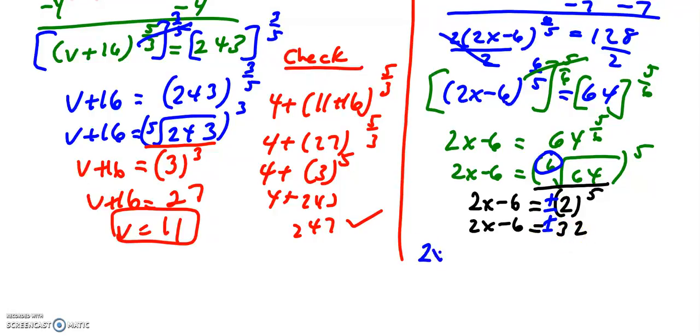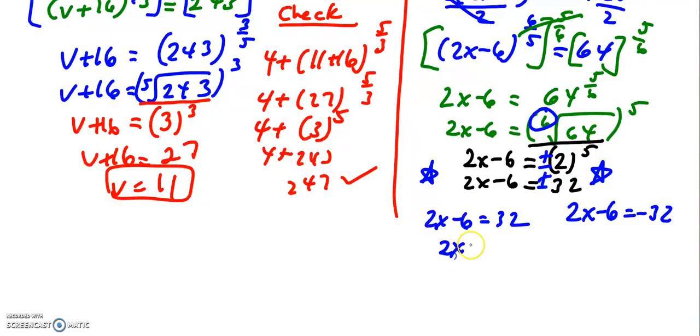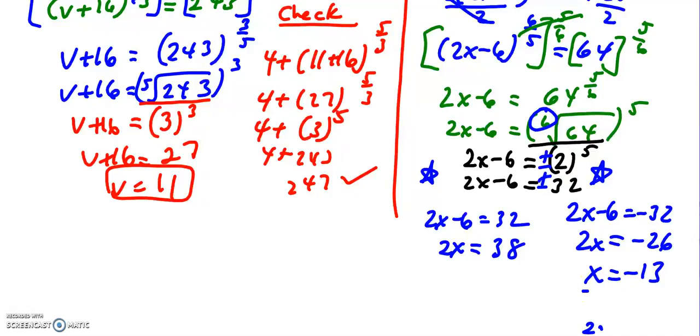So that means you actually have two equations. 2x minus 6 equals positive 32. 2x minus 6 equals negative 32. If you forgot to do that the first time, I would star that and make it a point, write yourself a note that with sixth roots, you have to do plus or minus. So now if I keep solving, I would get 2x equals 38 here, and 2x equals negative 26 here. So I have two possible answers of negative 13 and positive 19.